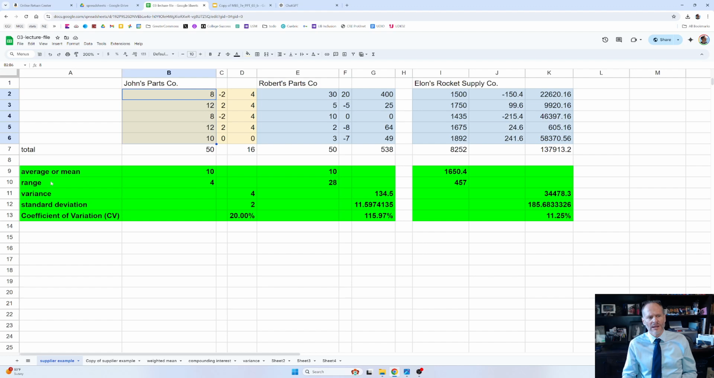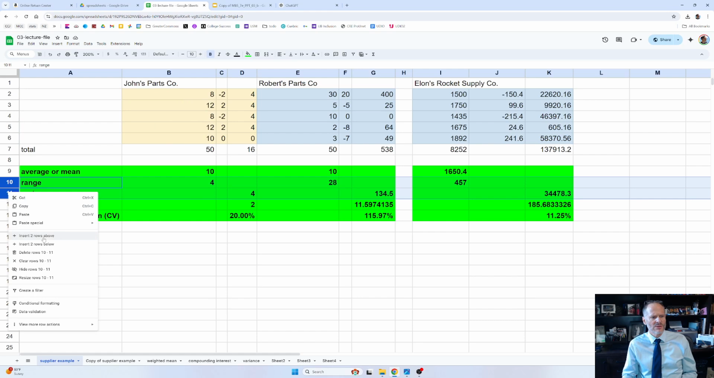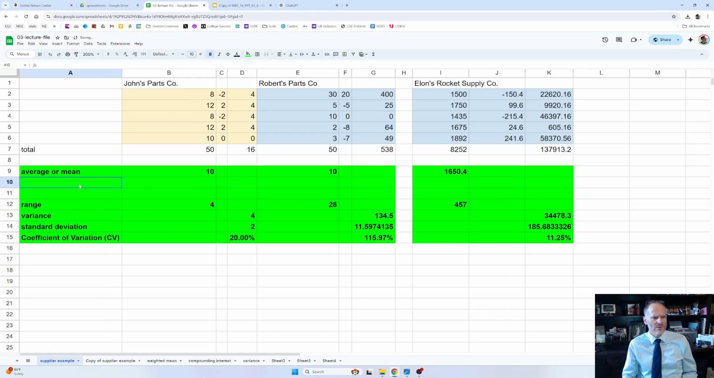We could have done our median, and if we wanted to, we could just explore that here. So I'm just going to insert 2 more rows, and I'll insert those above.